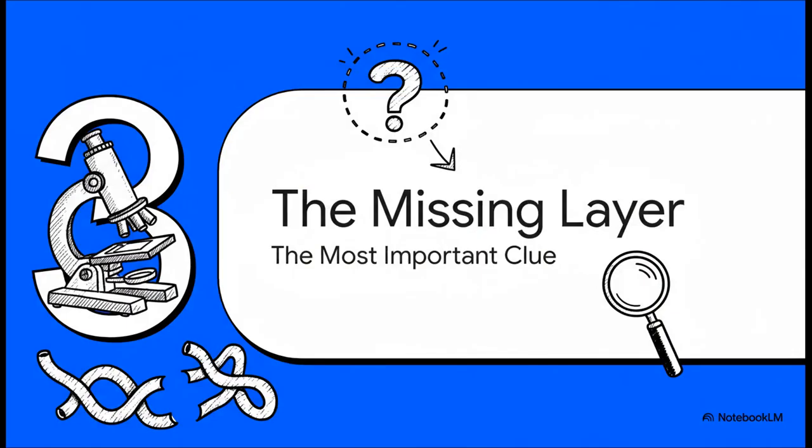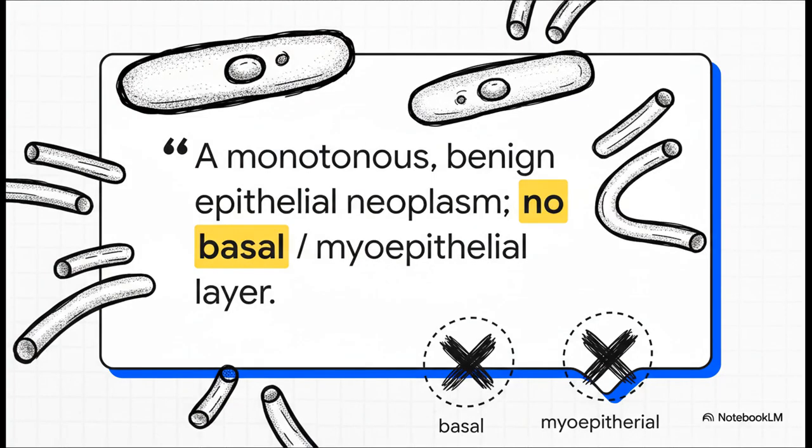But here's where it gets really interesting. There's one feature that truly, absolutely sets this tumor apart from all its lookalikes. It's not about what's there, it's about what's missing. And that missing piece is the single most important clue you're going to get. And here it is, the big reveal. Unlike so many other salivary gland tumors you'll see, a canalicular adenoma has absolutely no basal or myoepithelial layer. Zero. It's made up purely of these monotonous epithelial cells. And that absence isn't just some minor detail. It is the definitive diagnostic hallmark.